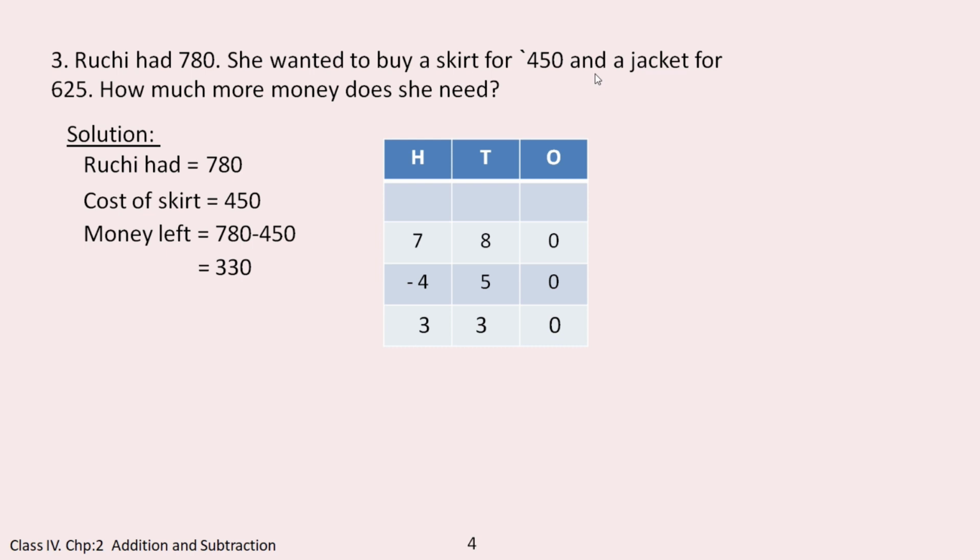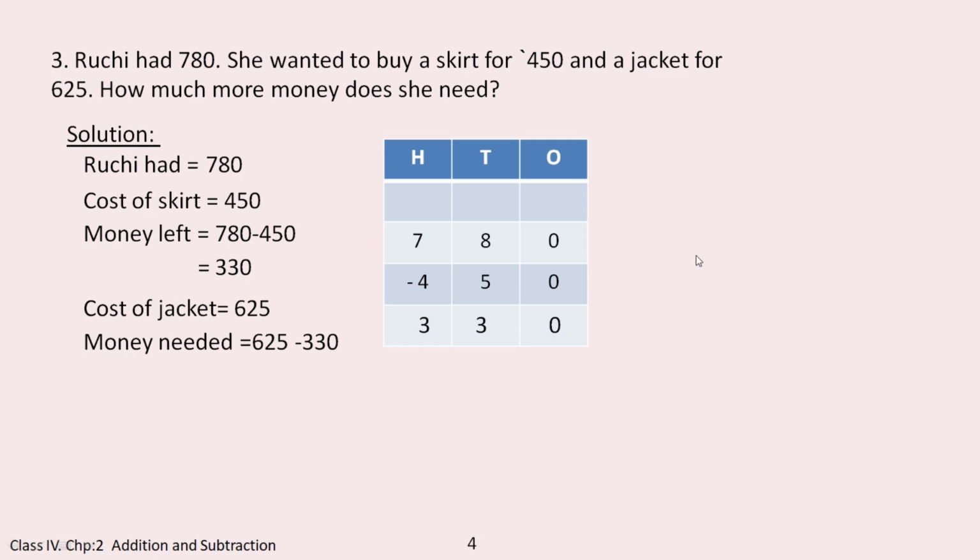Now see students, she has already bought the skirt. Now she wants the jacket. Jacket का पैसा कितना है? 625. But she has 330 rupees only. So obviously the shopkeeper is not going to give her the jacket. She would need some more money to buy the jacket and the skirt all together. Fine. So now the cost of the jacket is 625 and how much more money will she need? For that you have to subtract 330 from 625.